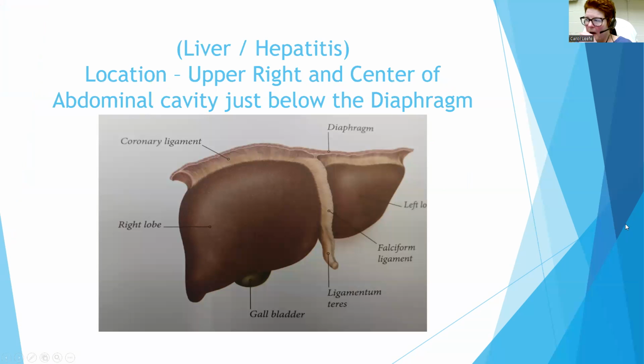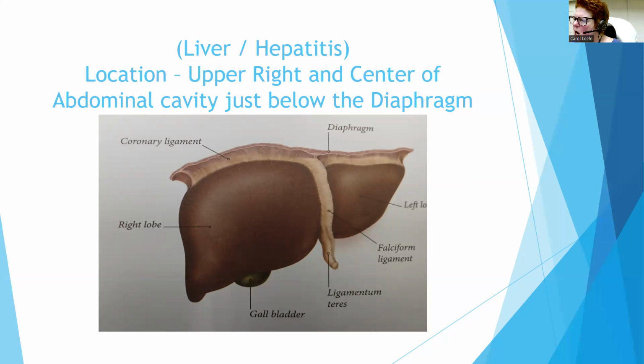There we go. All right, so this is a picture of the liver, and it's divided into a right and left lobe, but it's located in the upper right to center of the abdominal cavity, just below the diaphragm. And you can see the diaphragm there in the picture right here. And you can also see the gallbladder that comes from the lower surface, the undersurface of the liver.